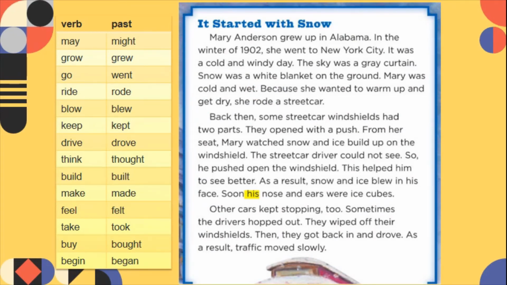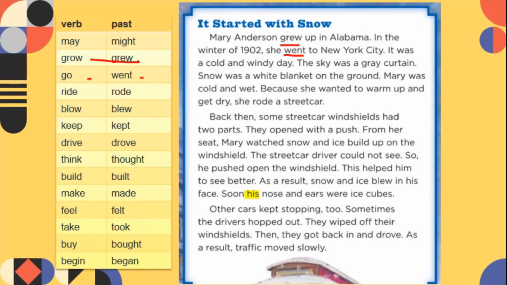So I have here the word grew. I wrote it here. Grow becomes grew. In the winter of 1902, she went. So went also in past. The base word is go, becomes went.